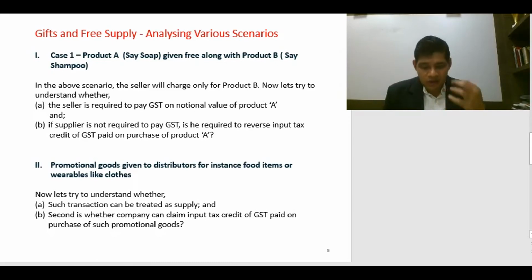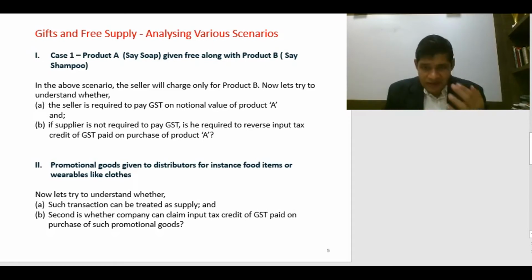So this is with regard to the first point. Now the second point: if the seller is not required to pay GST on the notional value, then is the seller required to reverse the input credit on product A? We have already understood the GST part. Now, if there is a requirement of reversal of input credit, in that scenario the first thing which needs to be established is that product A was given out as a gift, that is, disposed of because of gifts. As per section 17(5)(h), which clearly says that when the goods are disposed of as gifts, then the input credit needs to be reversed.